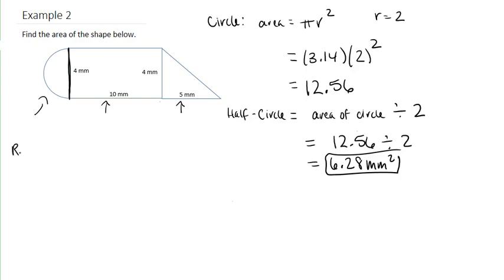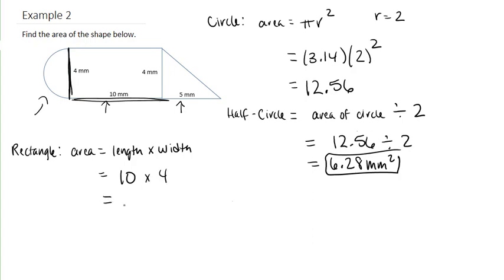Now we have a rectangle. So the area is the length times the width. So we get the length for how long it is right here, which is 10, times our height, which is 4. So 10 times 4 is 40. And then it's millimeters squared. Next we have the triangle.